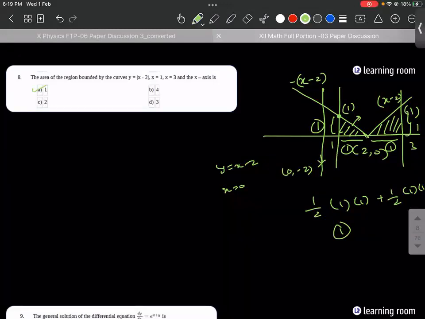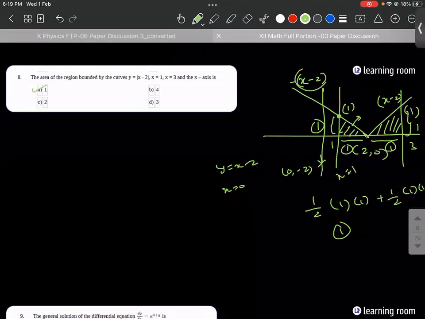Sir, we got the point of intersection. I substituted x is equal to 1 in the equation.